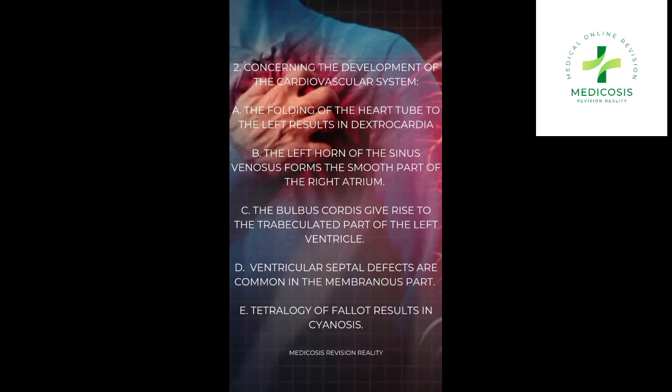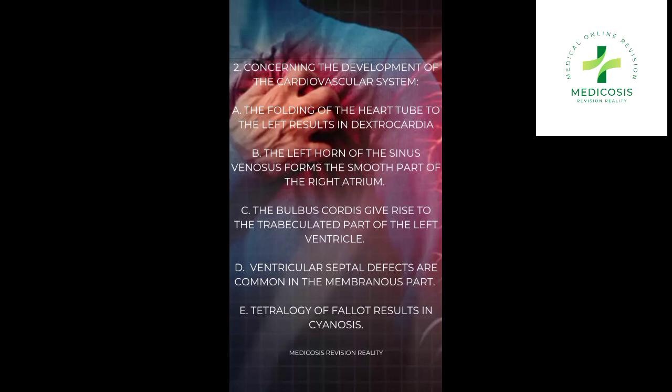Let's move on. So the question, like the previous one, was concerning the development of the cardiovascular system. A. The folding of the heart tube to the left results in dextrocardia. So here the answer is true. Here is what happens to the heart tube during its folding. The cardiac loop forms when the cranial aspect of the heart tube bends ventrocaudally and to the right, while the caudal aspect of the heart tube bends toward the dorsocranial aspect and towards the left. The formation of the cardiac loop takes approximately 5 days and is usually complete by day 28.